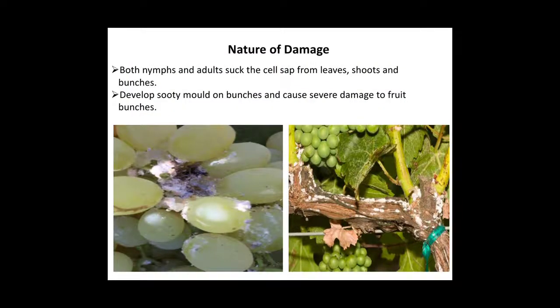Then nature of damage. The damaging stages are nymph and adult. Both the nymphs and adults suck the cell sap from the leaves as well as shoots and bunches of berries. Then a sooty mold develops on the bunches and causes severe damage to the fruit bunches. In the image you can see the mealybug attack on the berries or the bunches.